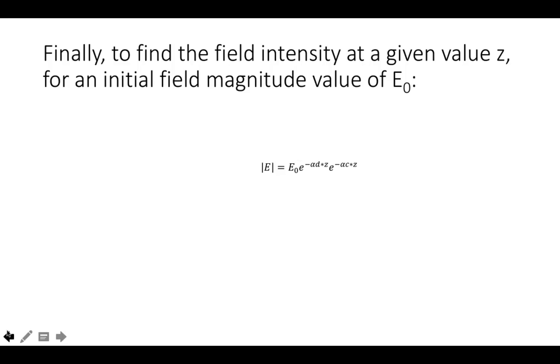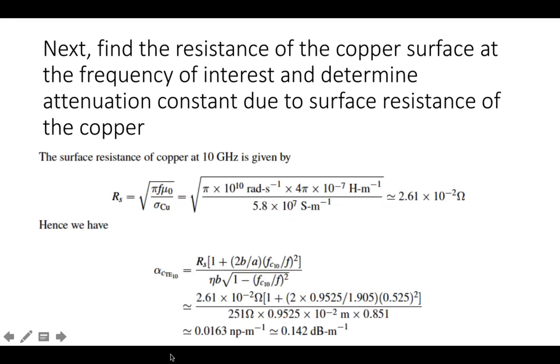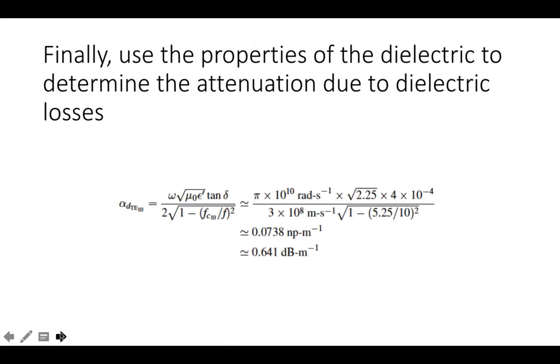Let's go back and look at the numbers. We have 0.641 dB per meter for the dielectric. We have 0.142 dB per meter for the conductor. So in this particular example, the losses from the dielectric are actually more significant or greater than those in the conductor. So, as you can see, you can't really tell until you plug the numbers in and see what comes out.